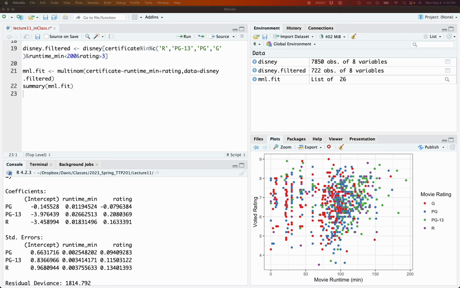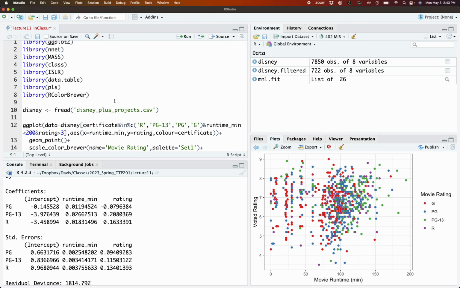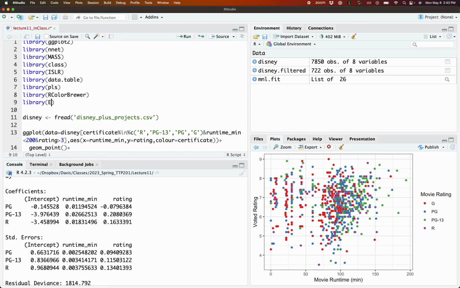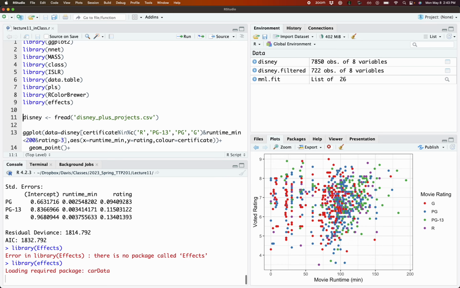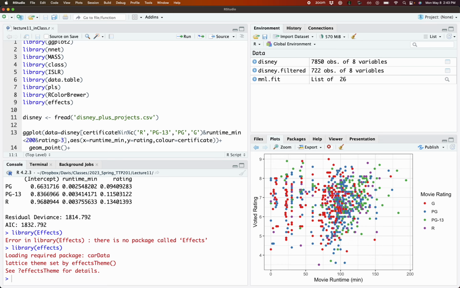Okay, so there is an effects package. Okay, 1 second. I don't know why this wasn't included. One more package. Nope. Or is it? There we go. Lowercase e.